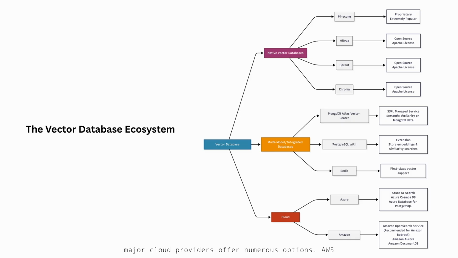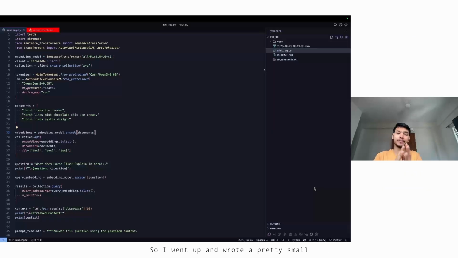Finally, major cloud providers offer numerous options. AWS recommends Amazon's open source service for vector capabilities with Amazon Bedrock, but also supports extensions in Aurora and DocumentDB. Azure integrates vector search across Azure's AI Search, Cosmos DB, and Postgres SQL offerings. The landscape is quite competitive, offering developers diverse tools, often utilizing familiar database workloads and existing monitoring playbooks.